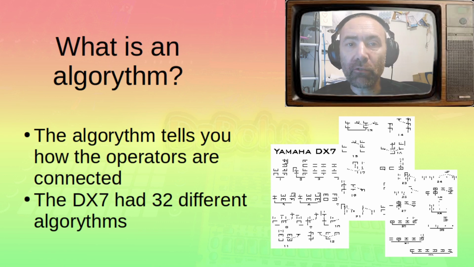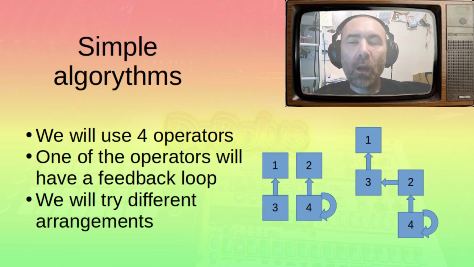So what is an algorithm? Well, an algorithm tells you how the operators have been connected together. The DX7 has 32 different algorithms. We're going to have 4 operators. One of the operators will have its own feedback loop, and we're going to try and put them through in different arrangements so that you can see how the arrangement or the algorithm of the operators will affect how that sound is then created.